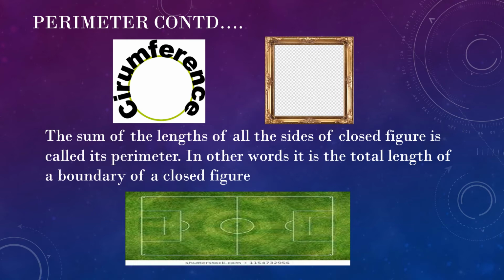The third is an example of a basketball ground. You can see many shapes over here. There is a square, there is a rectangle, there is a circle. Everything is there for which we can calculate its perimeter by using the formula. So what is perimeter? The sum of the lengths of all the sides of a closed figure is called its perimeter. In other words, it is the total length of the boundary of a closed figure.